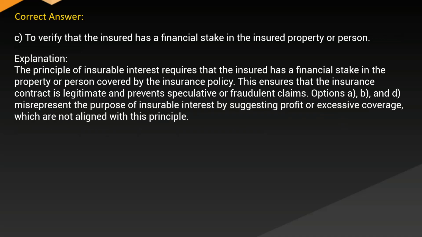Correct answer. C. To verify that the insured has a financial stake in the insured property or person. Explanation. The principle of insurable interest requires that the insured has a financial stake in the property or person covered by the insurance policy. This ensures that the insurance contract is legitimate and prevents speculative or fraudulent claims. Options A, B, and D misrepresent the purpose of insurable interest by suggesting profit or excessive coverage, which are not aligned with this principle.